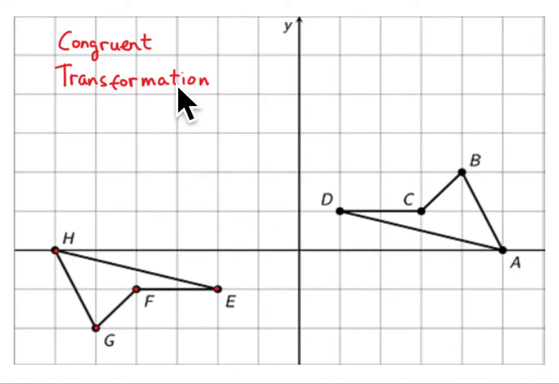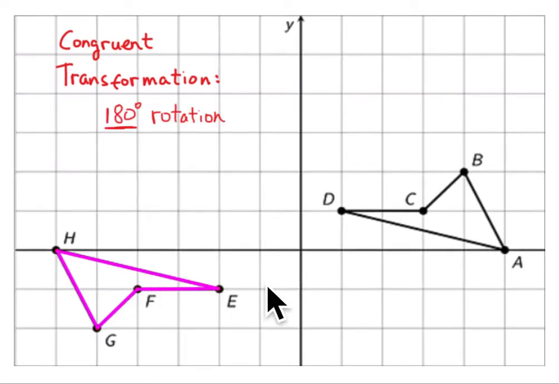So in this case, whether or not they're congruent, and is there a transformation? In this case, there is. These two images are congruent. At first I thought they were reflections, but it turns out that there is actually a 180-degree rotation of this first image, now pink, to this second image.